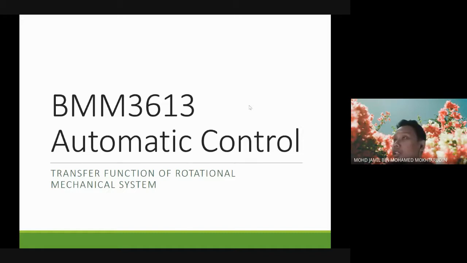Okay, so today we will continue with our lectures. Last week and last Monday, we learned about the transfer function of translational mechanical systems, which involves the movement of something, either forward or backward or upward and downwards, meaning vertical or horizontal. So today we will look at another type of motion, which involves rotational motion, and how we can derive the transfer function of rotational motion.